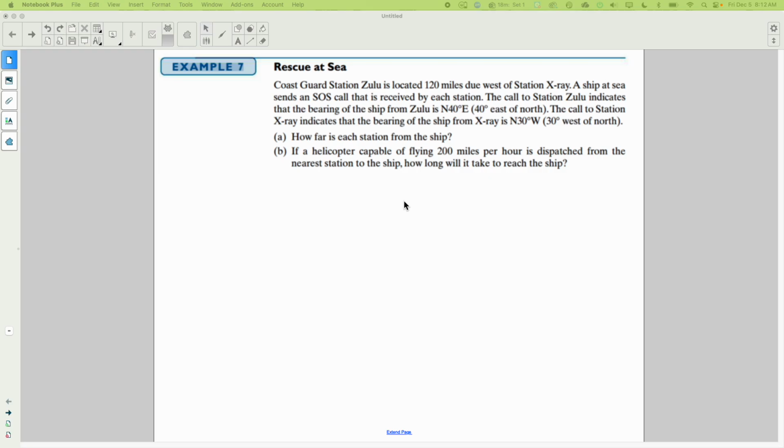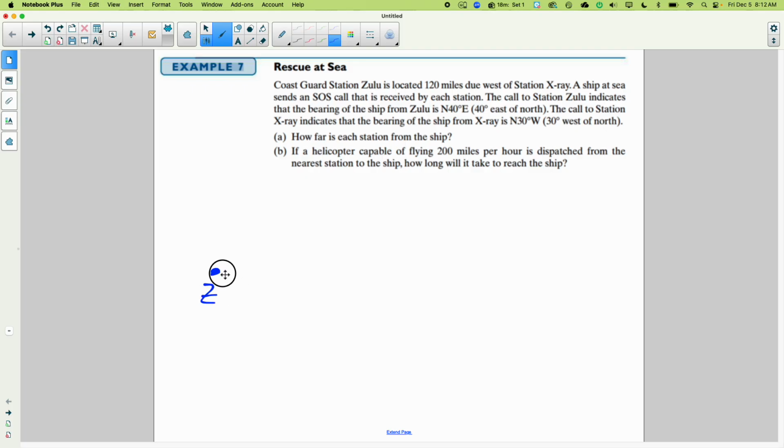I just want to go over this problem, making sure that we understand how to draw the diagram so that we could solve it using either law of sines or law of cosines. So it tells us that a Coast Guard station is 120 miles due west of a second station. So if we start here, I'll say this is station Z, which is 120 miles due west of station X. So I know this is 120 miles.